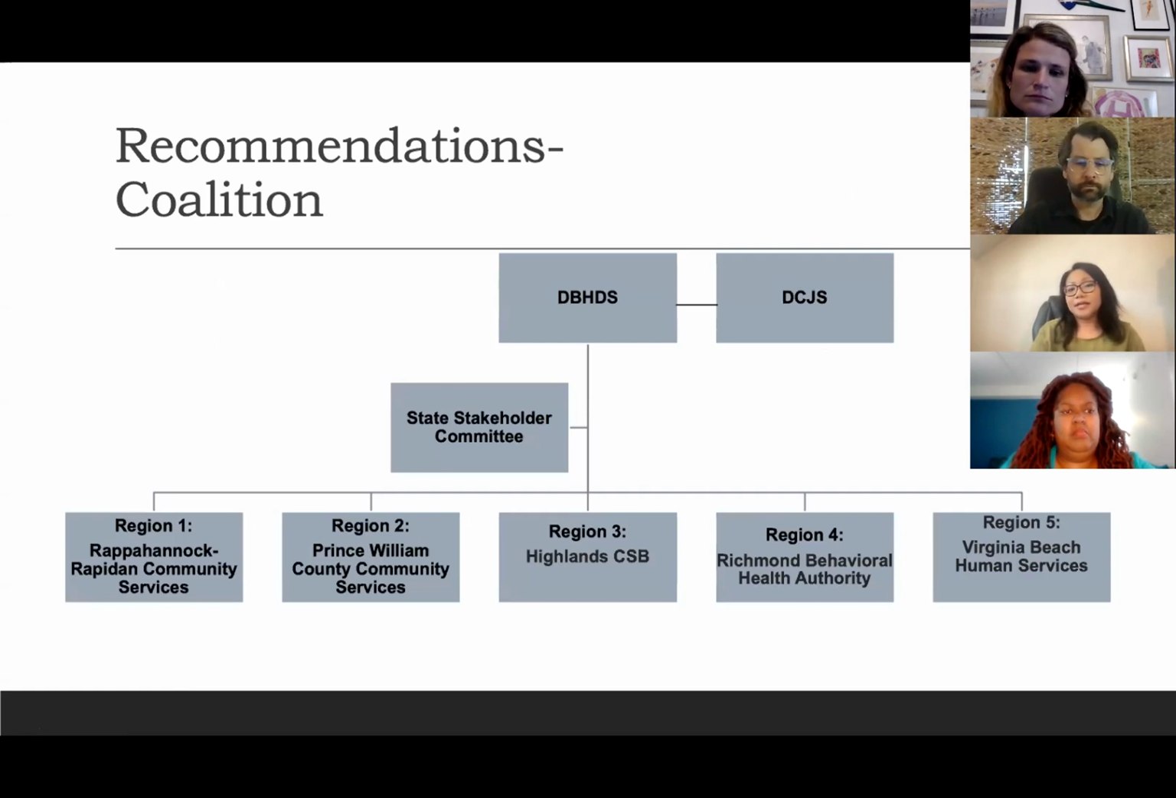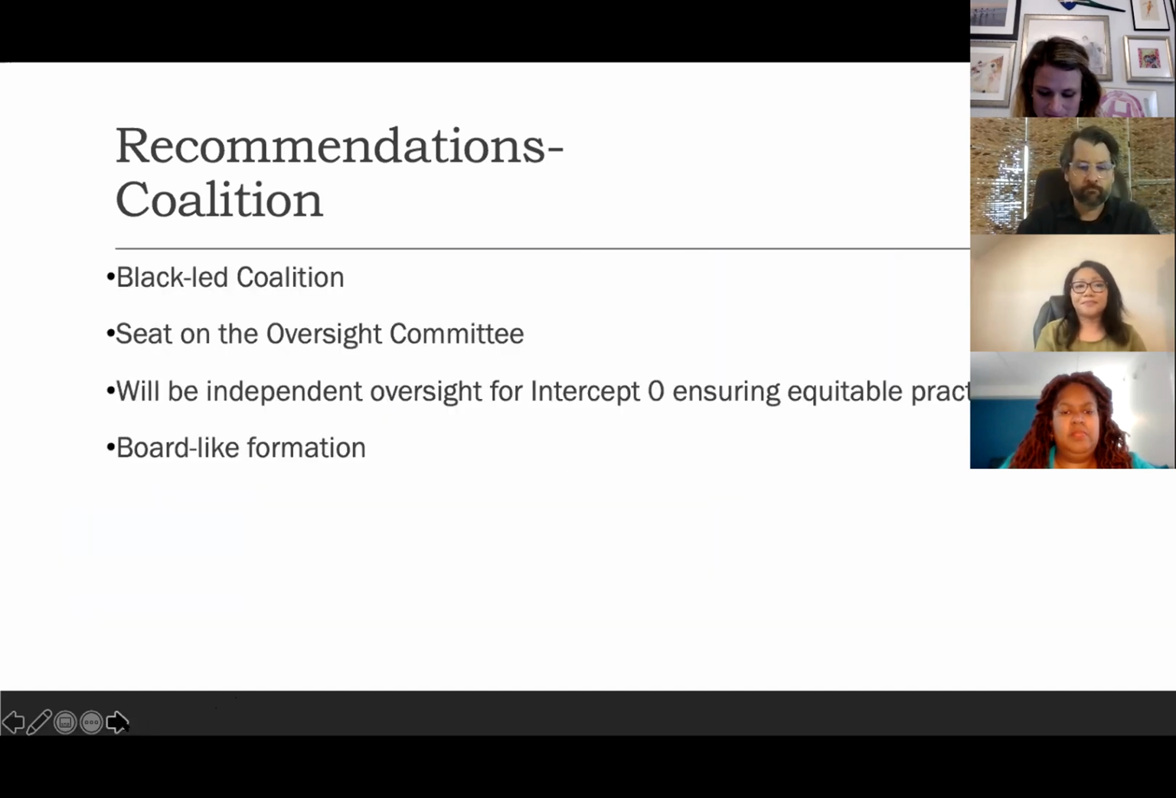Here we see an organizational chart where DBHDS and DCJS are the state stakeholder committee and the 5 regions. So upon implementation, we know that there will be a statewide oversight committee. And also we believe that there should be the Black-led coalition, which will also have oversight for equity at Intercept 0, but also have a seat at the table for the oversight committee as well, so that they can provide a full lens on equity for the Marcus Alert.